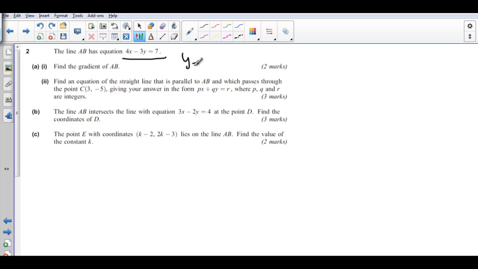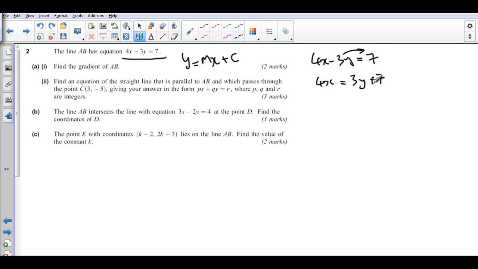To do this, ideally, we're after the form y equals mx plus c, because then we can just read the value of the gradient off. At the moment, we haven't got that, but we can soon rearrange it. So 4x minus 3y equals 7. Looks like the easiest way is to take that negative 3y over there. So we're going to get 4x is equal to 3y plus 7.